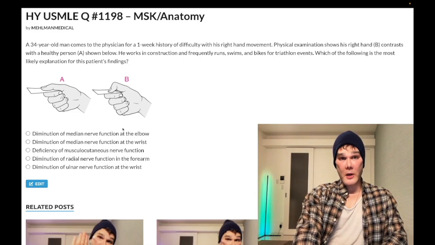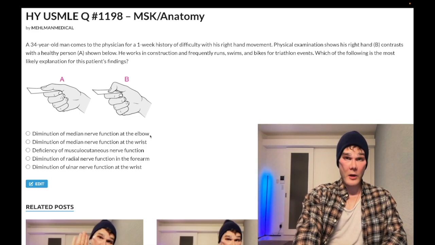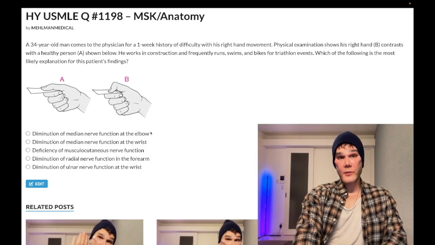Choice A, diminution, median nerve function at the elbow. Wrong answer. This could be supracondylar fracture of the humerus or distal shaft fracture. I've seen both in MSK exams. You're going to lose most function of the forearm, obviously most of the lateral muscles. You're going to lose the first 3.5 digits, the hand. You're going to lose thumb opposition. Okay, so contacting the thumb to the pinky is high yield. Wrong answer.